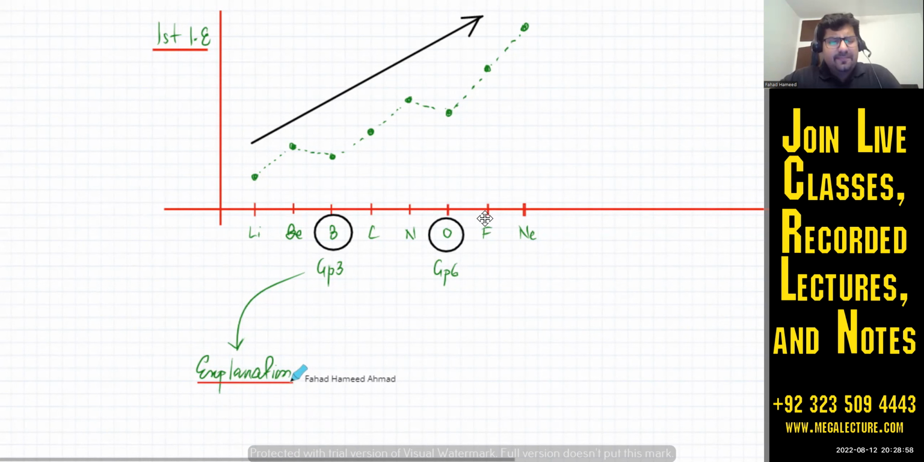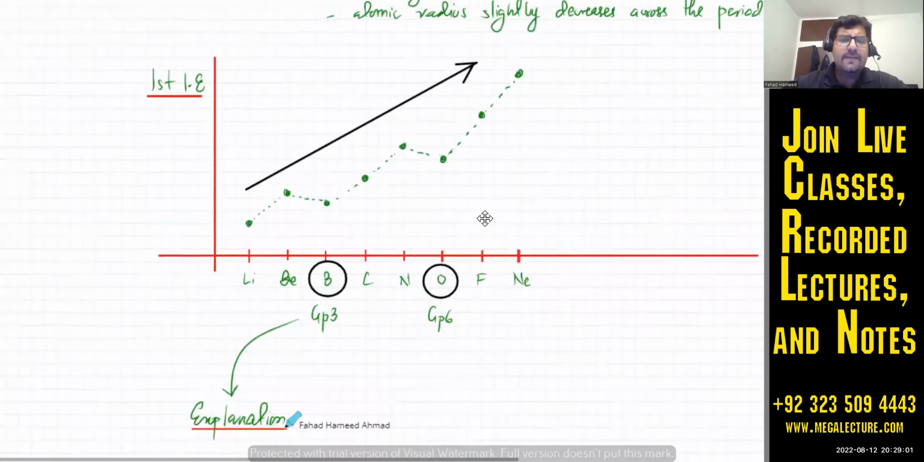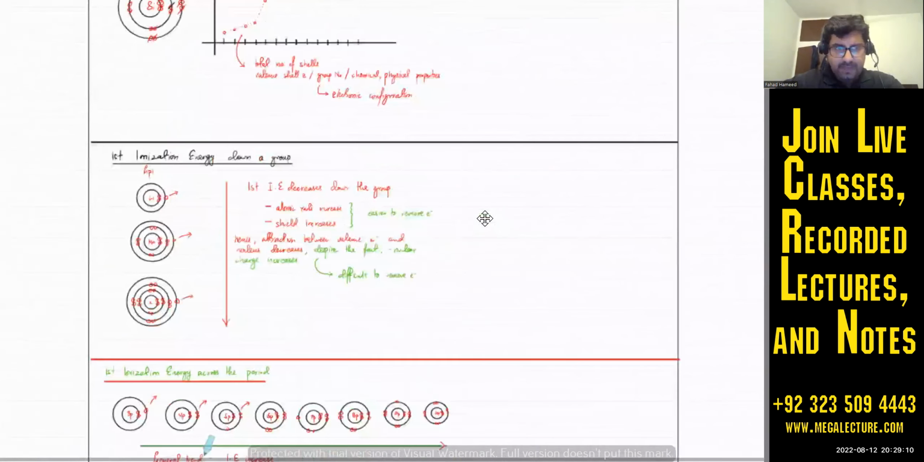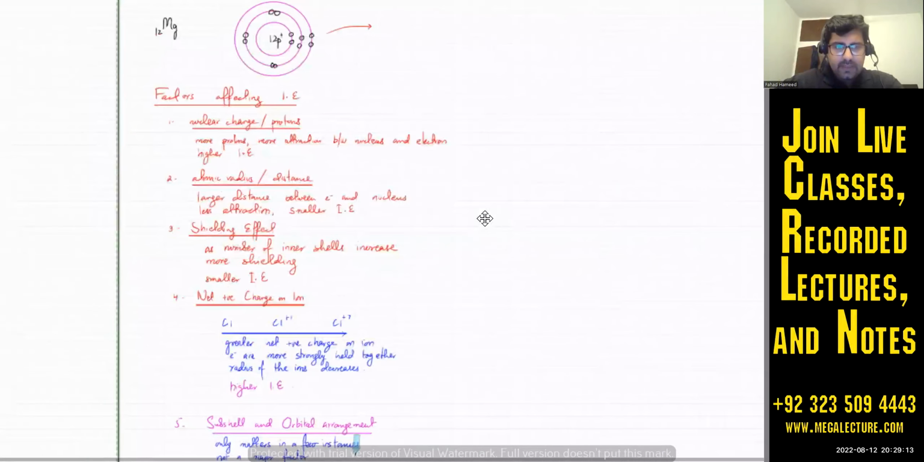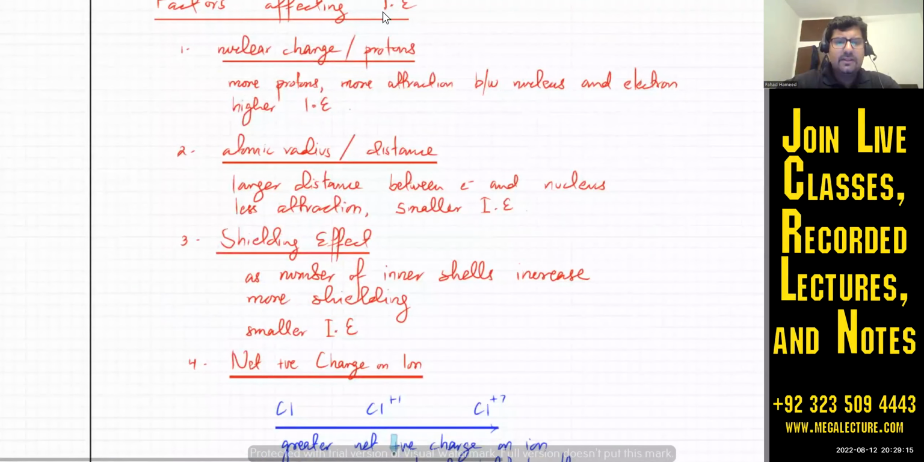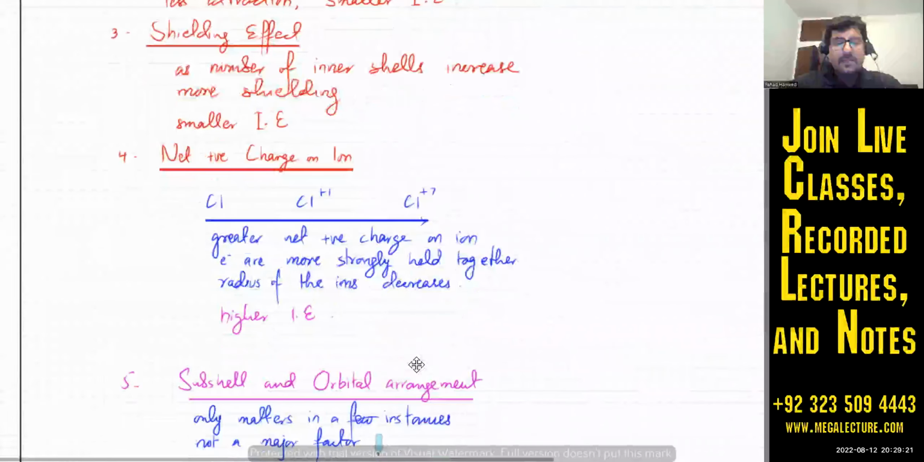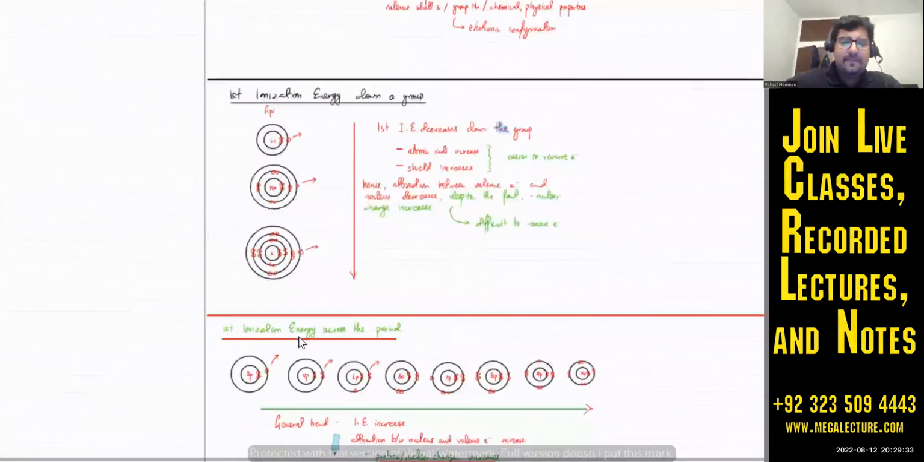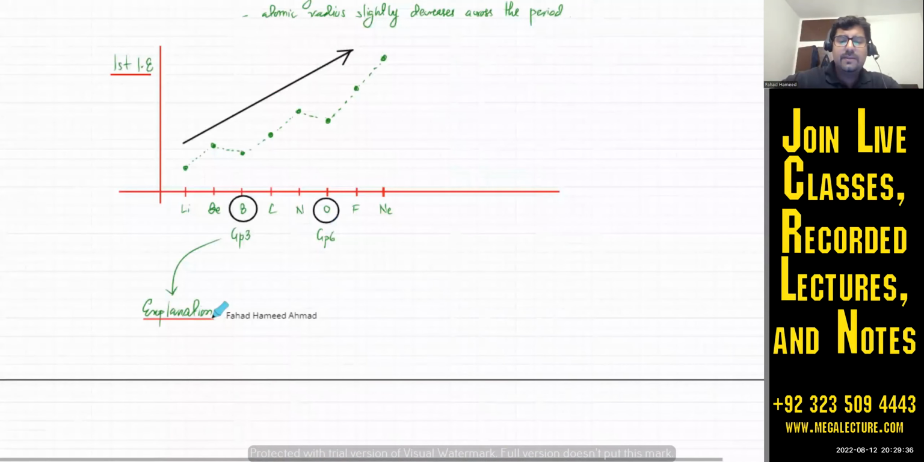So the answer to this is that, remember, I talked about 5 factors. The 5th factor was orbitals and subshells, and I told you that's not a big factor. I told you that you've got all these factors: nuclear charge, atomic radius, shielding, and the net positive charge on the ion, right? But then I told you about subshells and orbital arrangement, and that it's not a major factor, but it matters in a few instances. Those instances are group 3 and group 6. What goes wrong over there?